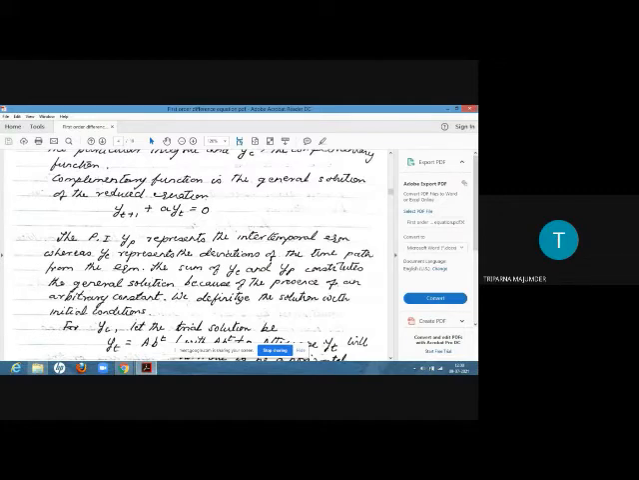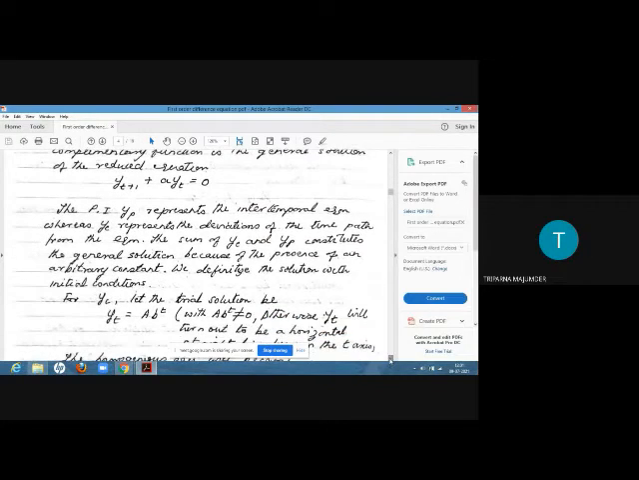Then we have to definitize the solution with initial conditions. Now we begin with our solution. Initially we write about the nature of the difference equation. The second part is that we say the general solution consists of two parts, y_c plus y_p. Then we move on to the actual solution.